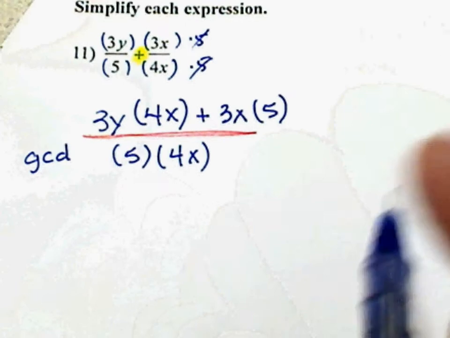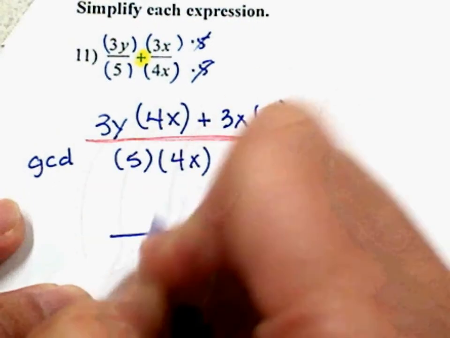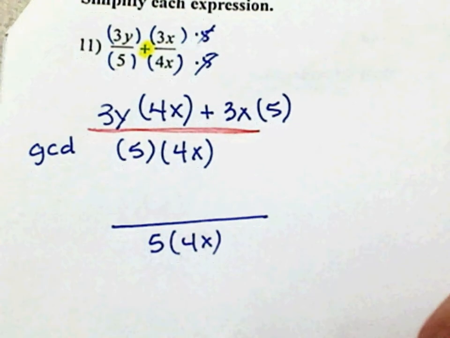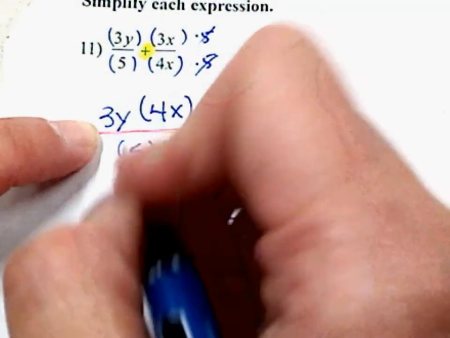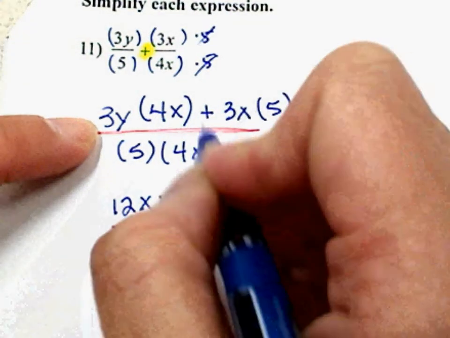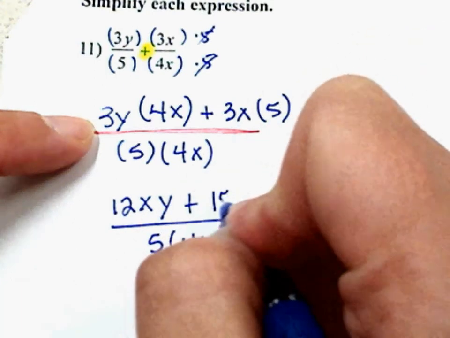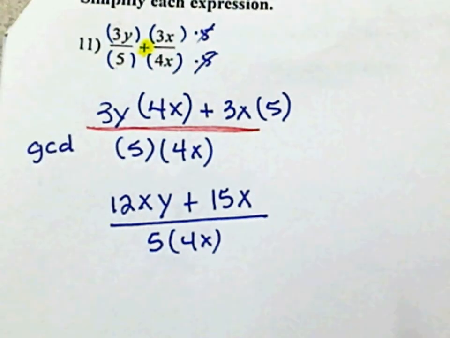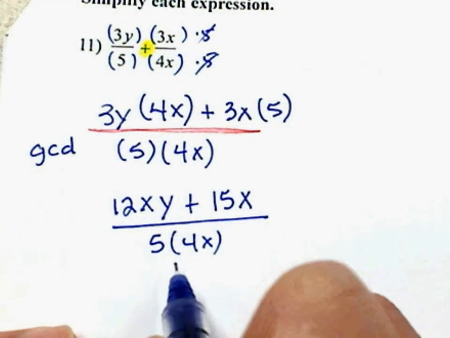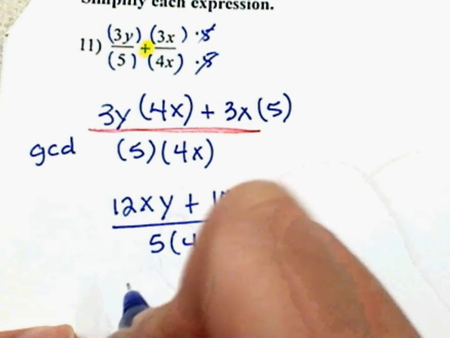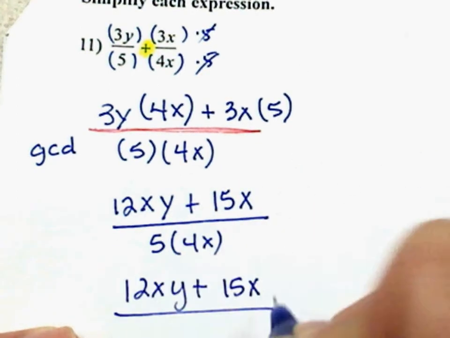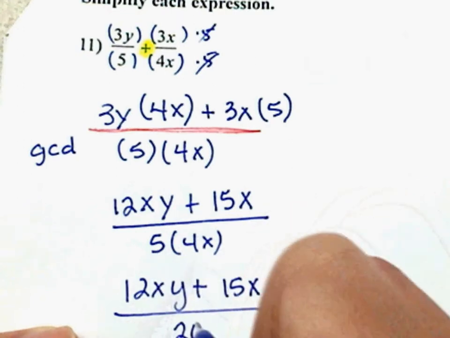Okay? All right. Now let's go ahead and simplify. Do not change your denominator yet. You can do it later. All right? 3y times 4x is 12xy. Okay? Plus 3x times 5 is 15x. Can I multiply this one to simplify? Yes, you want to do this one though, okay? So you got 12xy plus 15x divided by 5 times 4 is 20x.